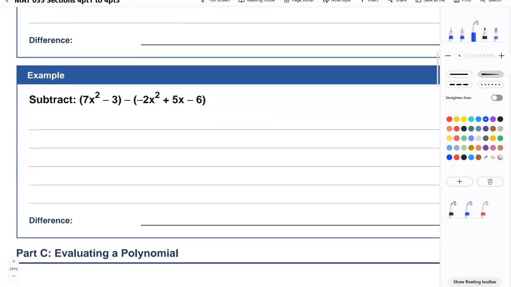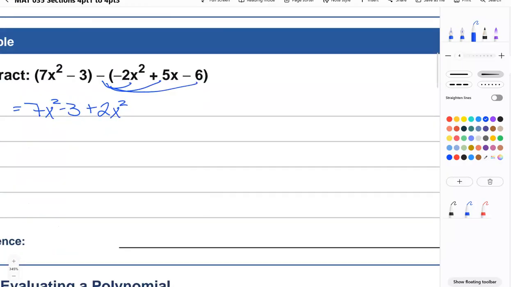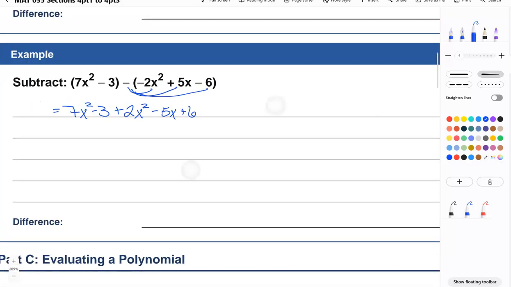This is where you may want to pause the video, try, come back and check your next one. In the next one, we have 7x squared minus 3 minus the quantity minus 2x squared plus 5x minus 6. So we're going to start by distributing that negative. So I have 7x squared minus 3 minus negative 2x squared makes that a positive 2x squared. Minus times that 5x gives me a minus 5x. Minus times that negative 6 gives me a positive 6.